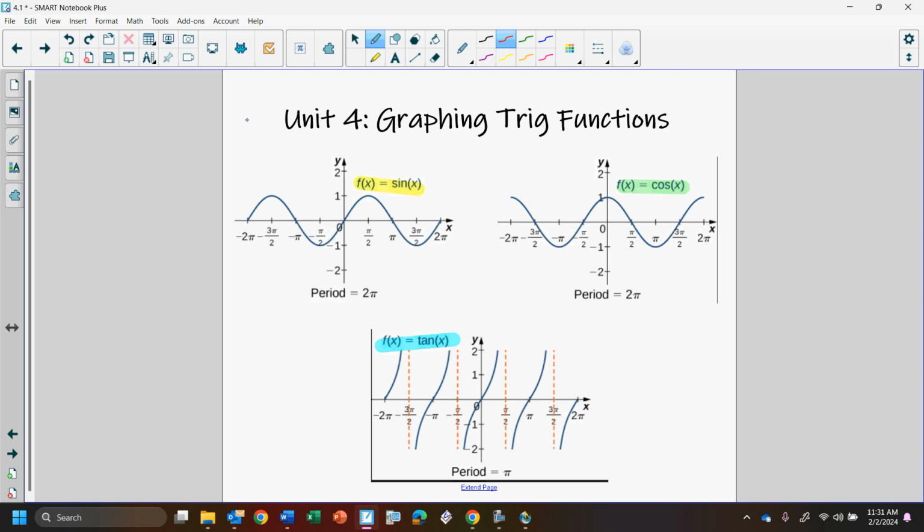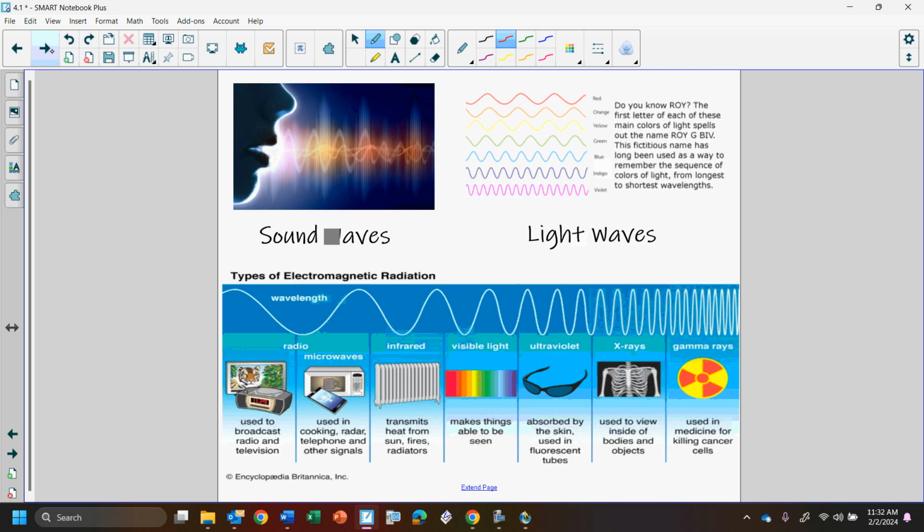Cool? All right. So take a look here on the board. This is what we're learning in this unit. Sine graph, cosine graph, tangent graph. It's really funky. I'm hoping that you've seen these things before in sound waves and light waves. When we talk about different waves like radio waves, the radio stations play through the air. Those radio waves, ultraviolet rays, X-rays, gamma rays, they have different wavelengths.